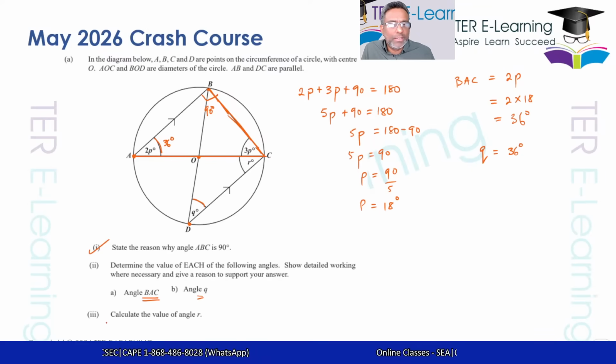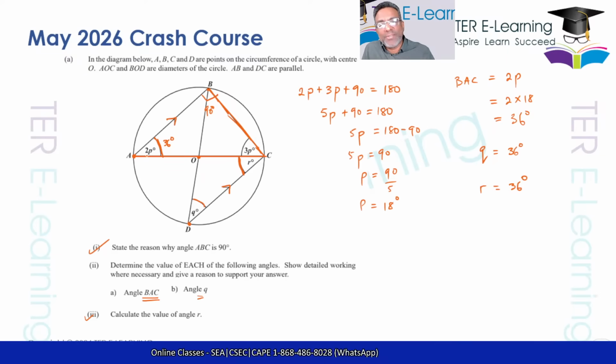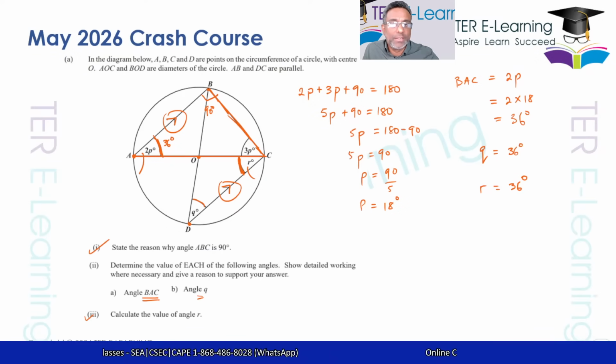Next part here. We want to calculate the value of R. You will notice that this line here is parallel to this line. So if this angle here is 36 degrees, it means that angle R is going to be the same thing. So R is also going to be equal to 36 degrees. We're using the fact that these two angles are alternate angles. The fact that this line is parallel to this line means that this 36 and this R are alternate angles.